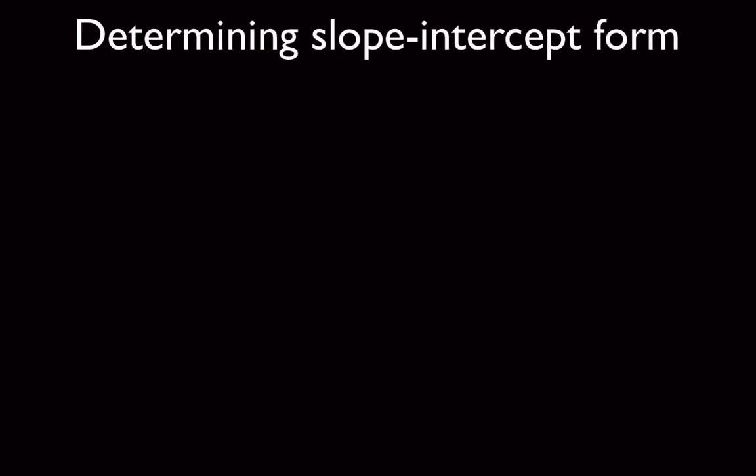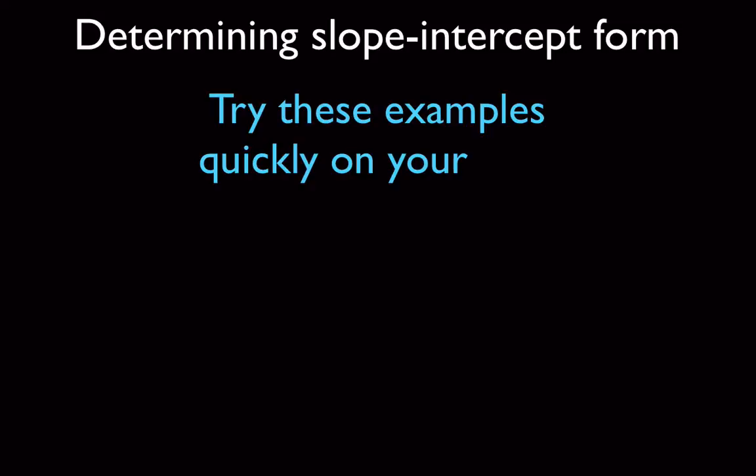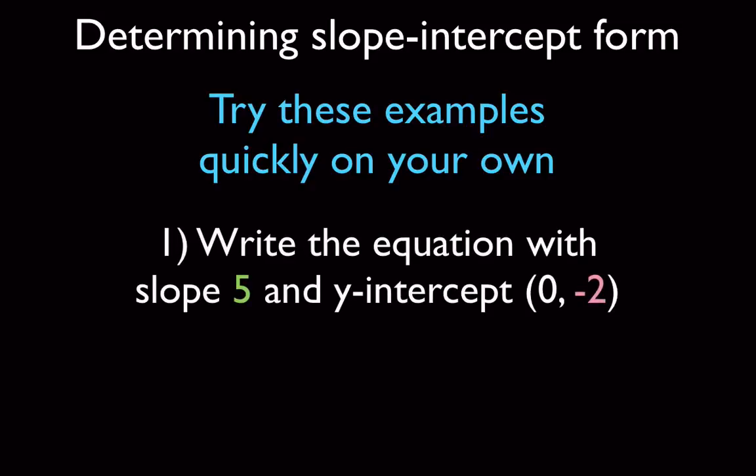Okay, so let's try a couple on our own. They're labeled 1 and 2 on your notes. Starting off with number 1, write the equation with slope 5 and y-intercept (0, -2). So pause the video, fill in the blanks on number 1, and see if you can write the equation of the line. Okay, starting off with the equation, slope is 5, so it's going to go in the spot where slope goes, which is m, and y-intercept is -2, so it's going to go on the right side.